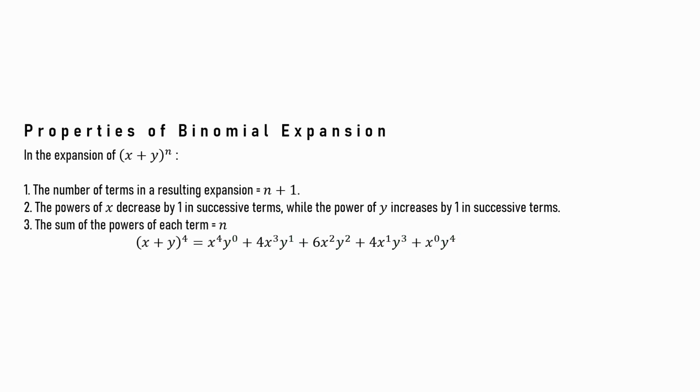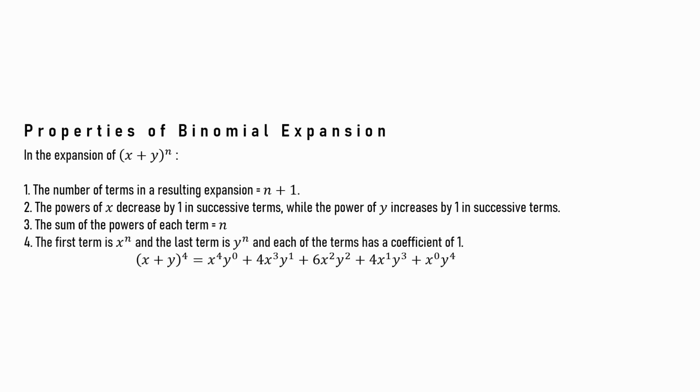The sum of the powers of each term is equal to n. So 4 plus 0 dun sa first term, 3 plus 1, 2 plus 2, sa example natin, and then 1 plus 3, tapos 0 plus 4. So equal lahat dun sa power kung saan naka-raise yung binomial natin, which is 4.